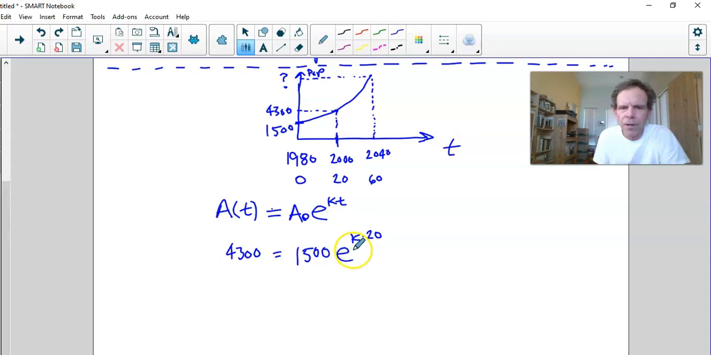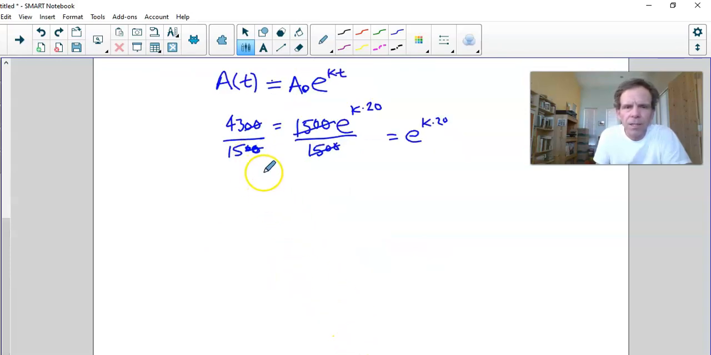All right, so how are we going to solve for k? Well, the first step might be getting the exponential alone. Let's divide both sides by 1,500. And that will give us just e to the k times 20 on the right. And we can simplify this quantity on the left. First of all, if we divide both sides by 100, that'll give us 43 over 15. 43 is a prime number, so let's just leave that as 43/15. Why don't we write a clean version of what we've got? 43/15 equals e to the k times 20.